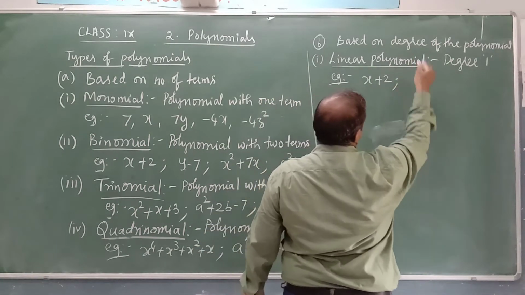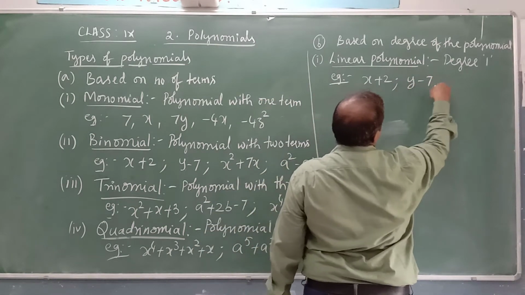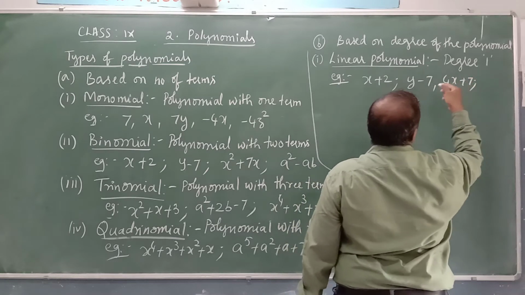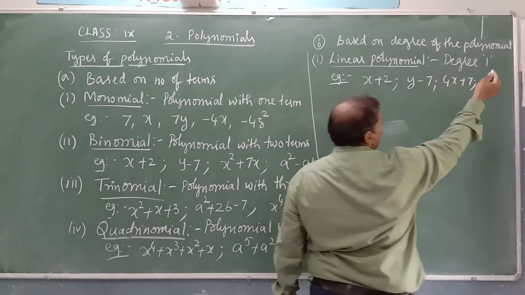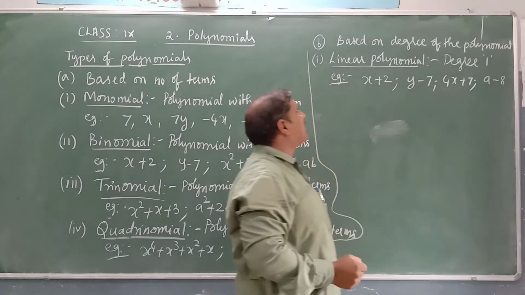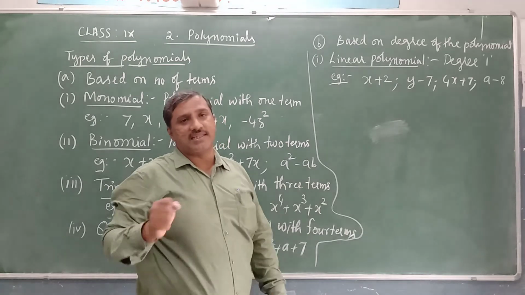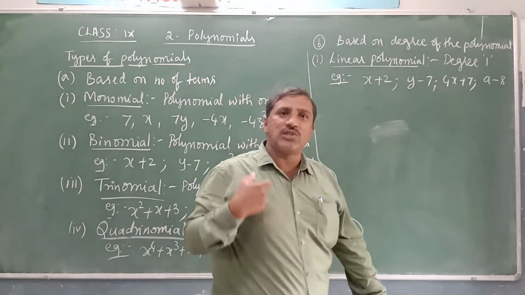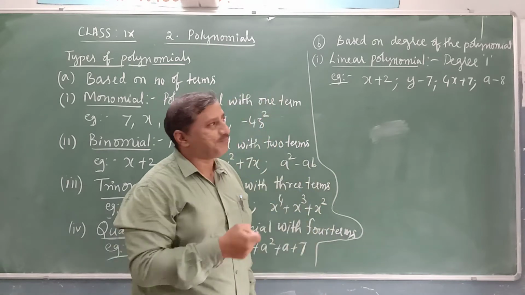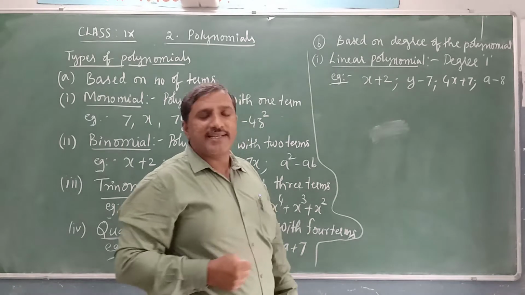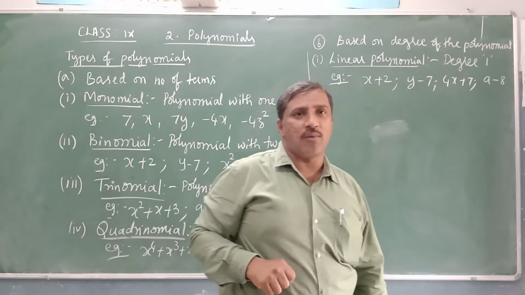So you can give more examples. y minus 7, 4x plus 7, and still you can give x minus 8. All these are linear polynomials. Not only that, x is also a linear polynomial having only 1 term. Here two terms are there. N number of examples you can give for linear polynomial.